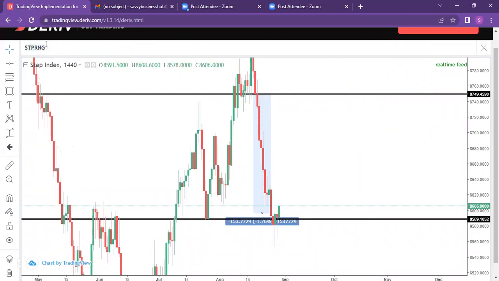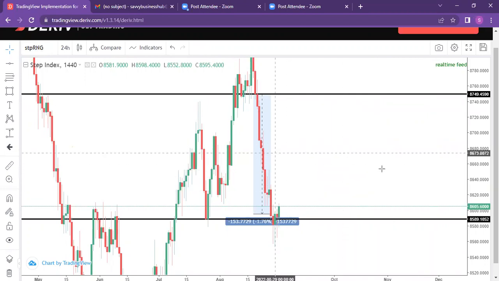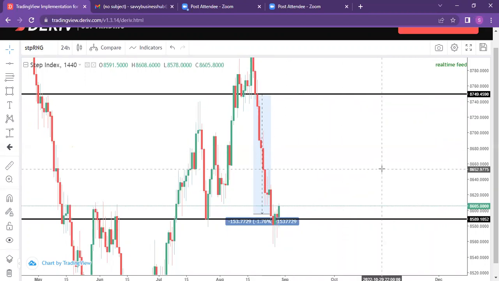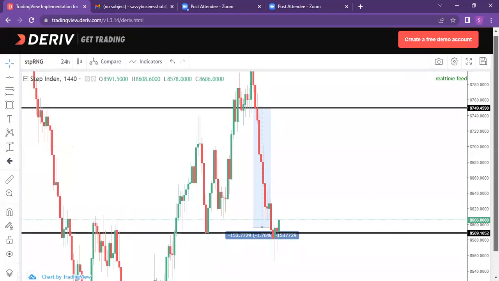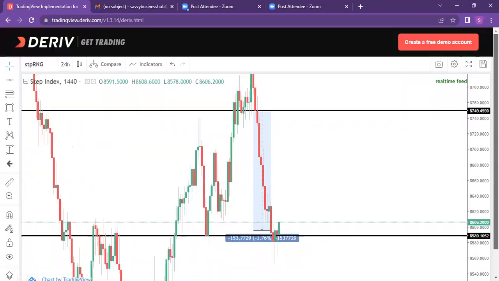You have to convert it to pips first. You understand? It is done in points, but this one, the step index, is already in pips. The calculation of the take profit and stop loss is already in pips. You don't need to stretch yourself about how you will trade it. It is already calculated in pips.